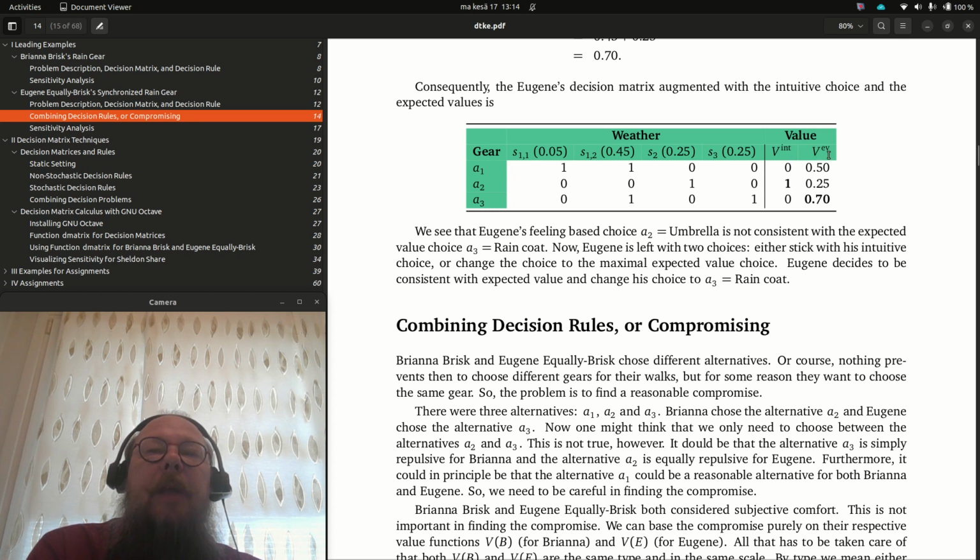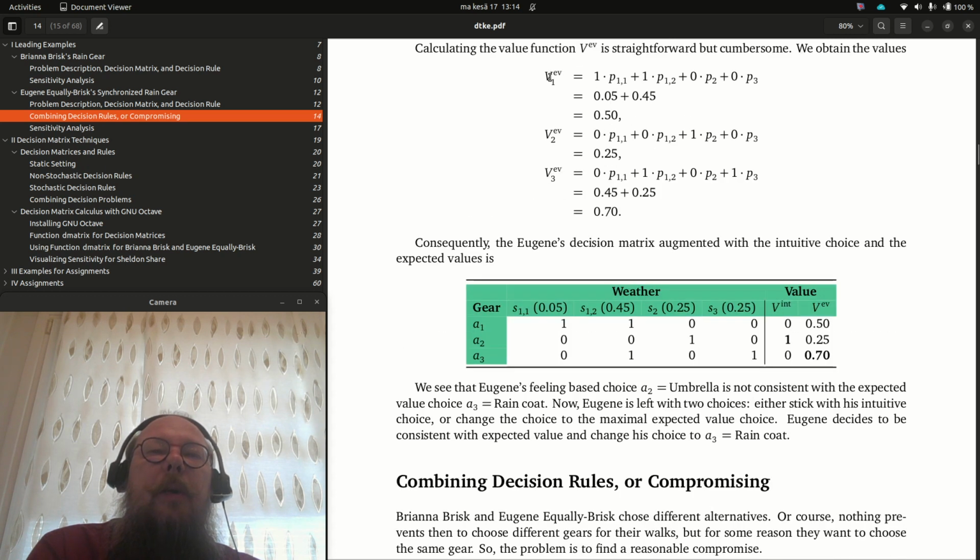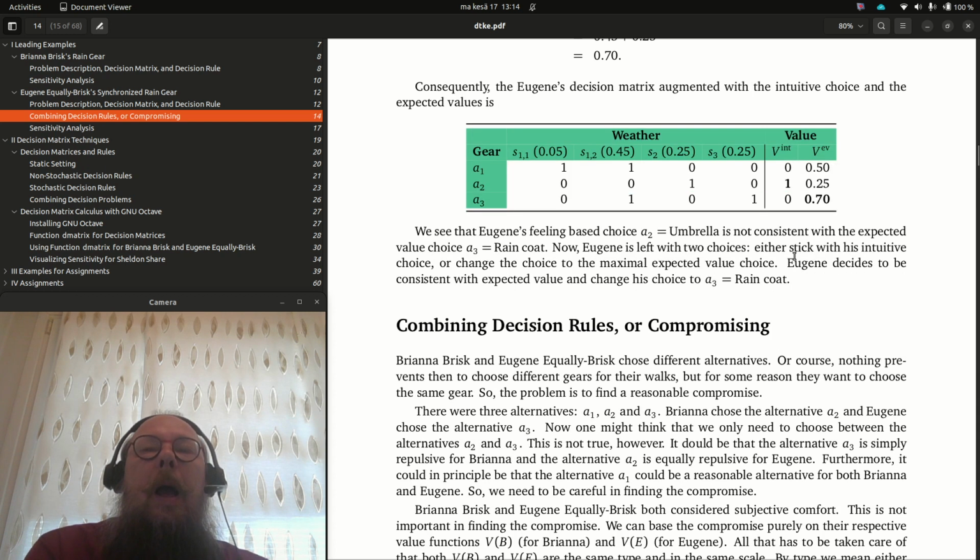And then we have the expected value choices, so these numbers here are these numbers. V expected value 1, V expected value 2, V expected value 3, so they are 0.5, 0.25 and 0.7. And what does this show? This shows that Eugene's feelings-based choice A2 umbrella is not consistent with this expected value choice A3, which is actually a raincoat.